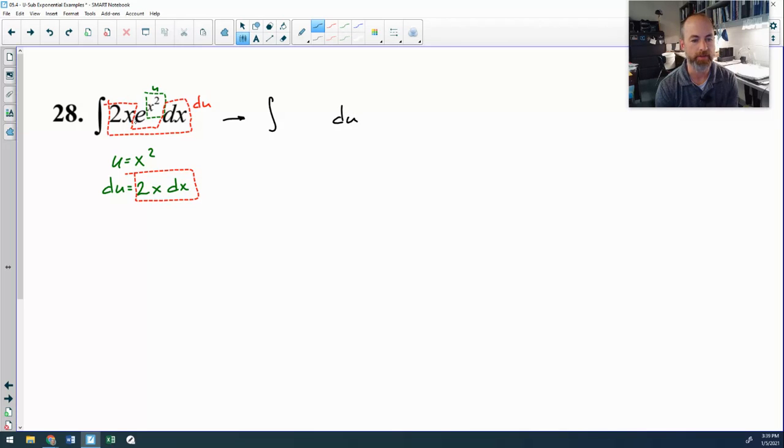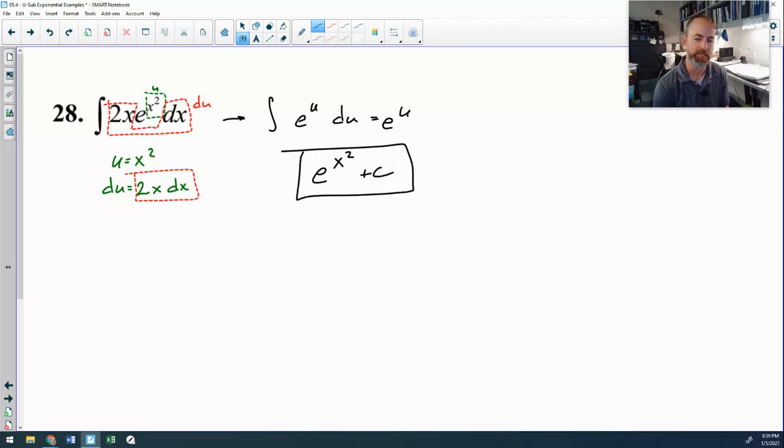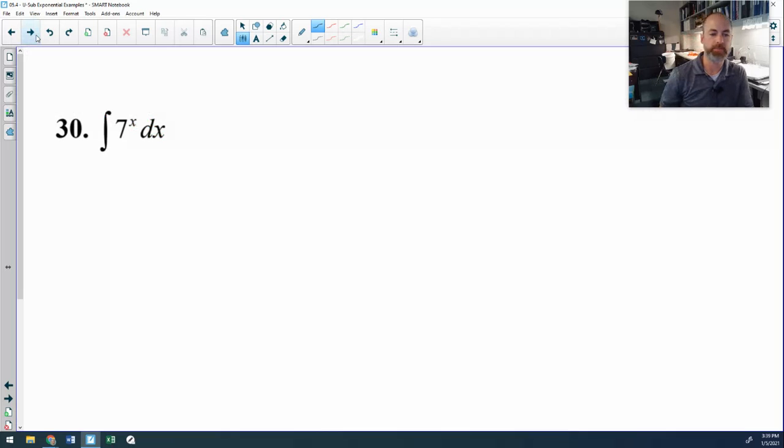And then I look at everything left and I have e to the u. And I hope that's an easy antiderivative. Antiderivative of e to the u is e to the u, but we do need to substitute the x squared back in. So the answer is e to the x squared plus c. So there we go. That was kind of a nice exponential function. That wasn't bad at all. You just got to get over your fear of exponentials.